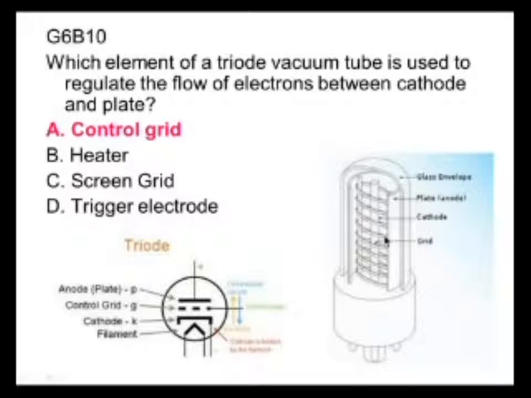Here's the way it would be constructed in an actual tube. You'd have the plate out here on the outside. You'd have the cathode here on the inside with a heater inside, the filament inside to heat it, and then the grid.